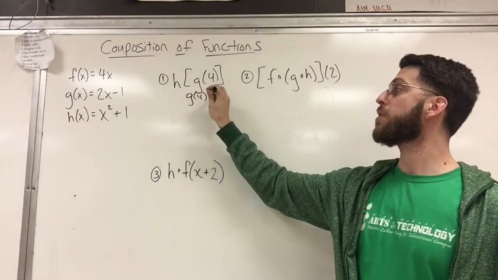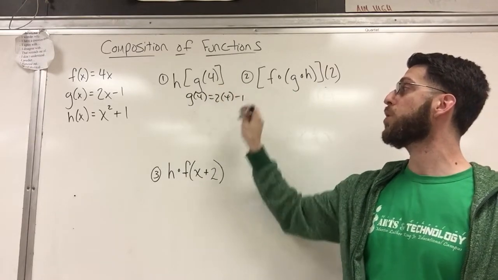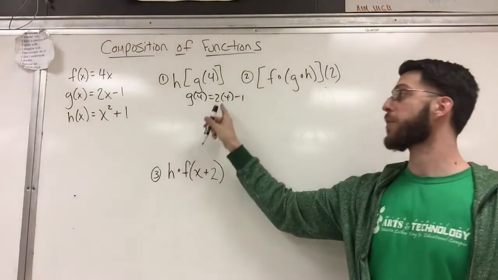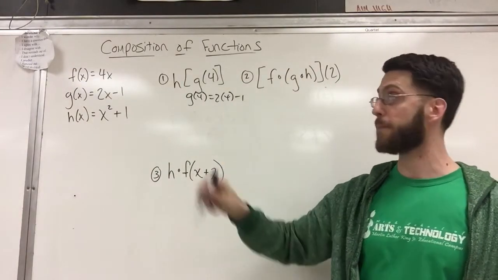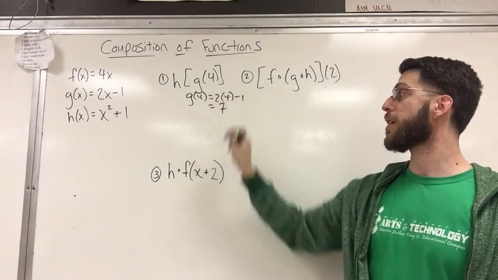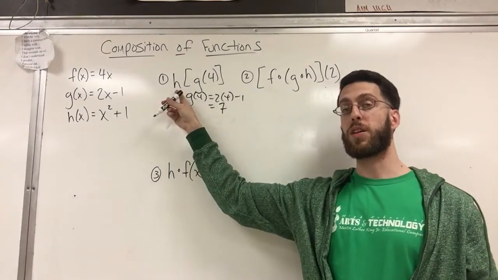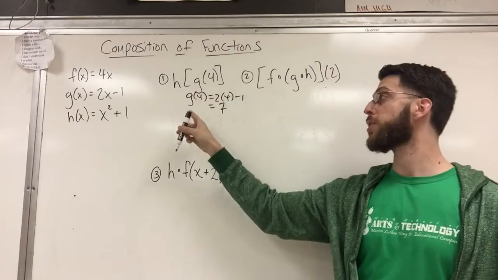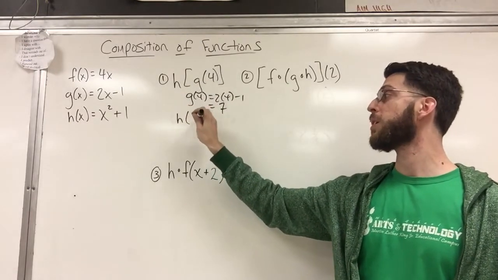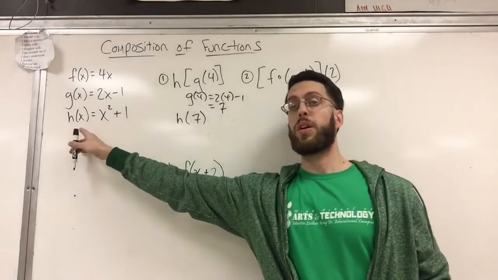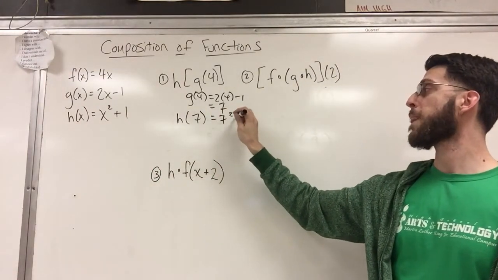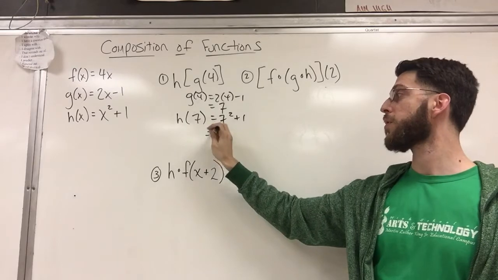So g of 4 means 2 times 4 minus 1. G of anything is 2 times that thing minus 1. So that's 8 minus 1, which is 7. So that equals 7. Now I bring the h back into the equation, and I need h of whatever I just got there. So that's going to be h of 7. H of 7 is 7 squared plus 1. That's 49 plus 1, which is 50.